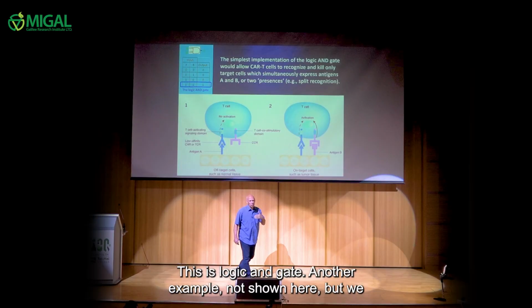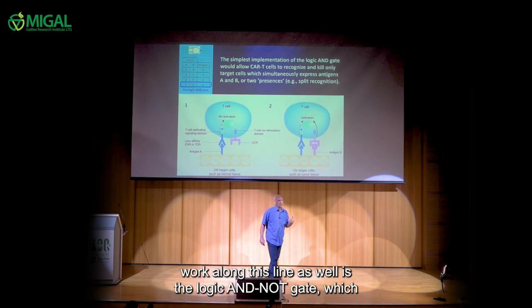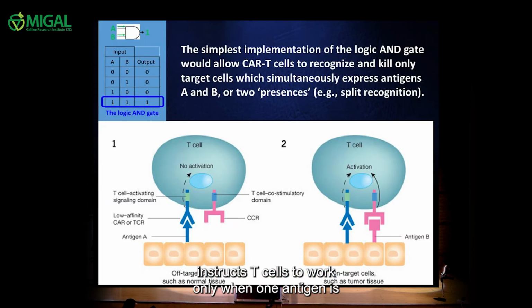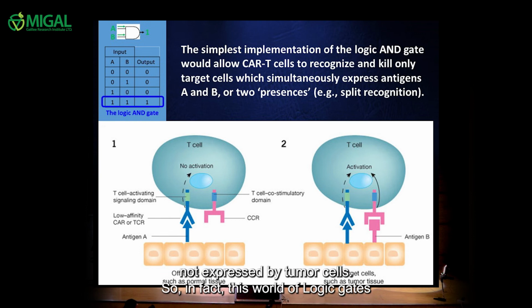Another example, not shown here, but we work along this line as well, is the logic AND NOT gate, which instructs T cells to work only when one antigen is present and another antigen is absent, which is a good way to protect healthy tissues that express the antigen that is not expressed by tumor cells.